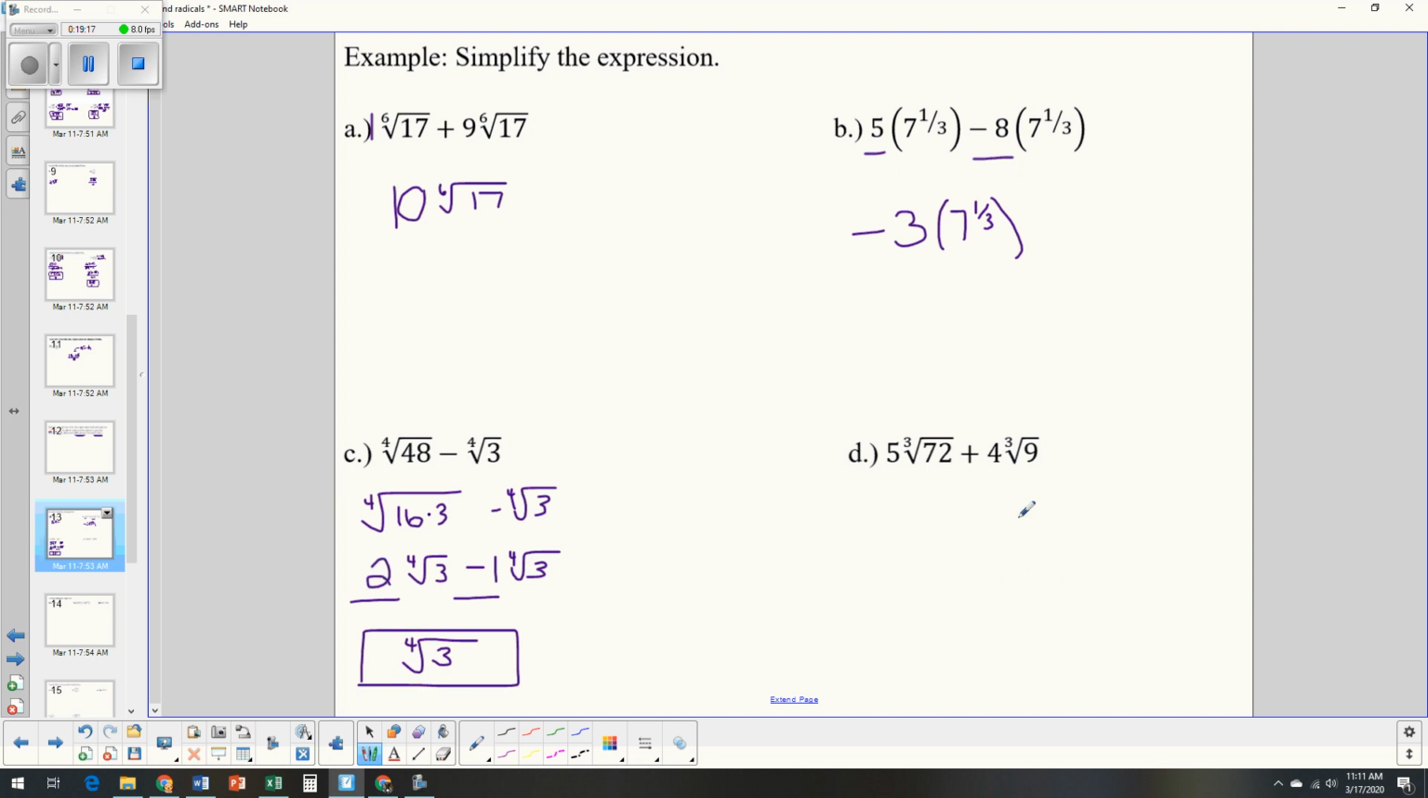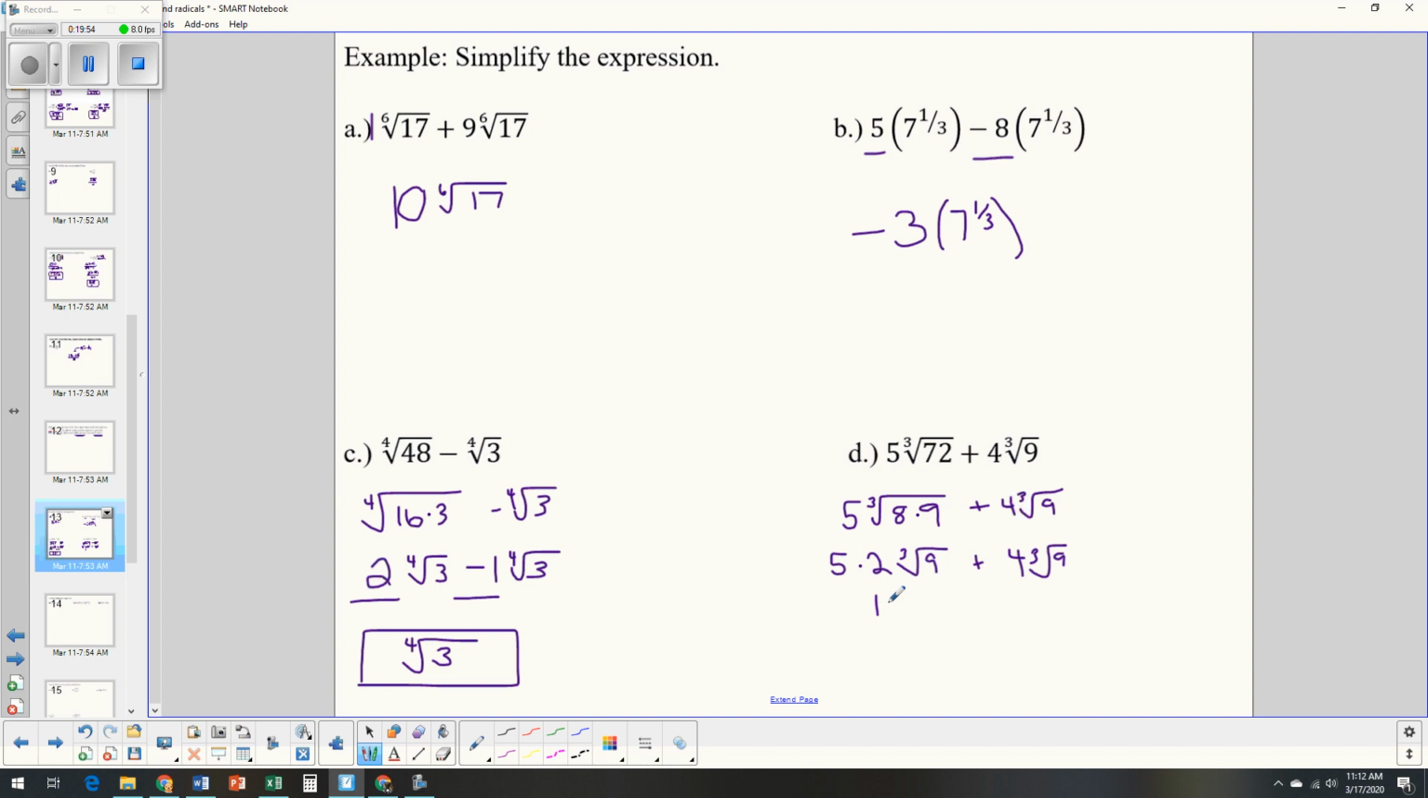D, same idea. I have a 9 here, so my goal would be to get this as a 9, right? 9 cannot be reduced there. So 72 is really 8 times 9. Okay, I'll rewrite the rest. The cube root of 8 is 2. So now on the outside here, I have 5 times 2, and then the cube root of 9, plus 4 times the cube root of 9.